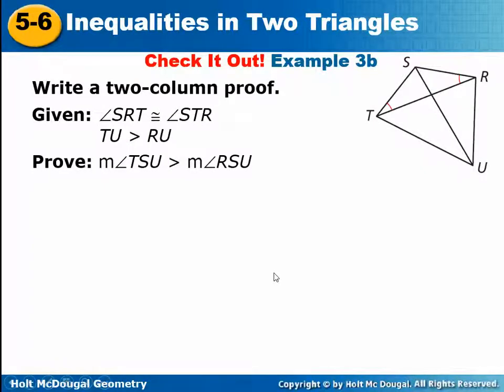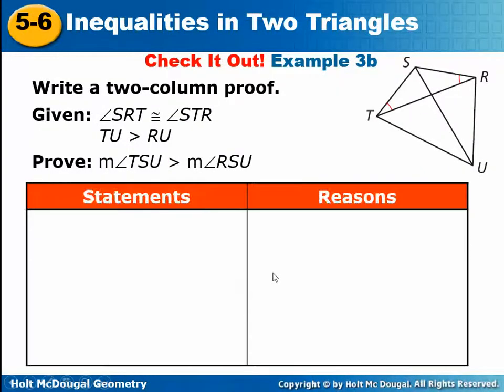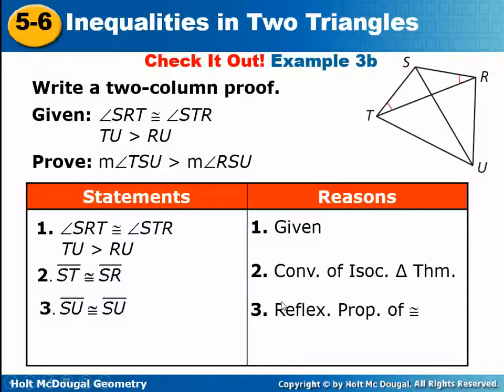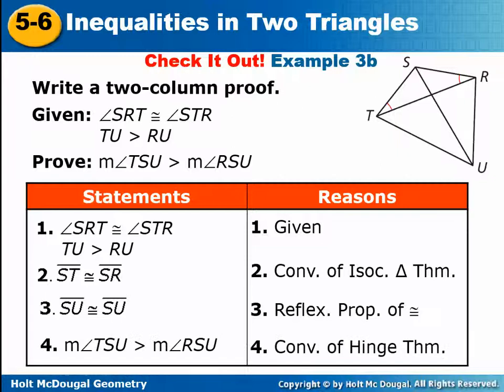There's another proof. I'm not going to go through all of it, but here is how you would do this proof, showing that measure of angle TSU is going to be greater than RSU. This time we'll be using the fact that the sides they gave us, one was greater than the other one. So when you're trying to find an angle is bigger than another angle, you're actually using the converse of the Hinge theorem.